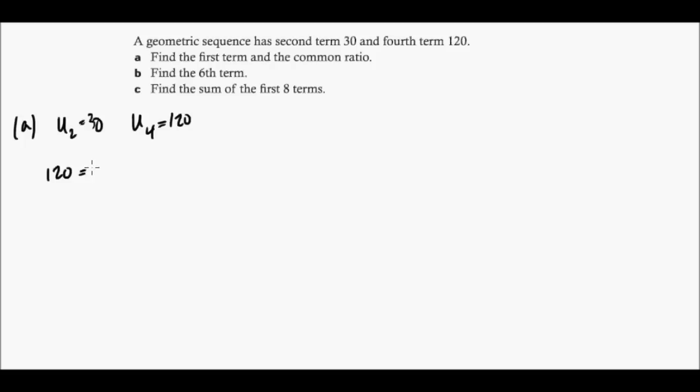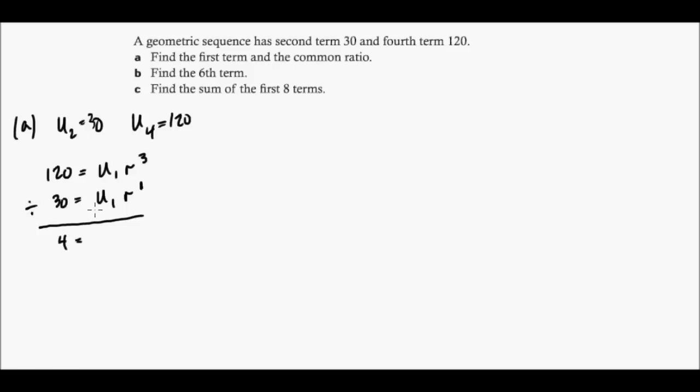So it's going to be the first term times r, well, we don't know what r is, to the n minus 1 power. Well, this is the fourth term, so n minus 1 is going to be 3. And then on this one, we have 30 equals the first term times r to the n minus 1 power, so it's going to be r to the 1 right there. Now, in this case, we just need to divide them.